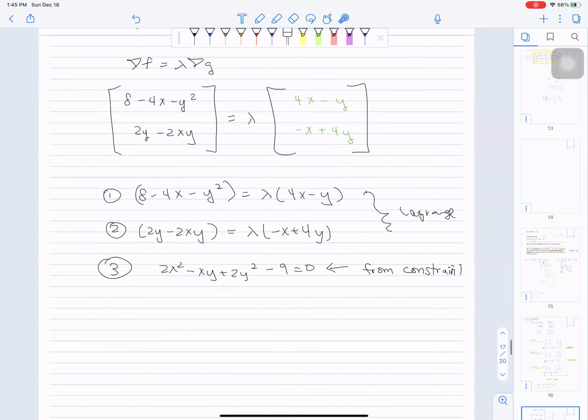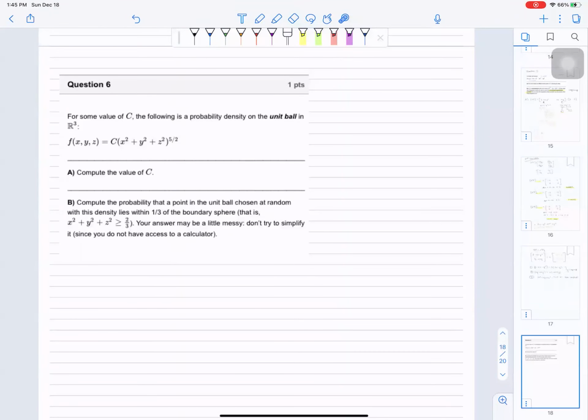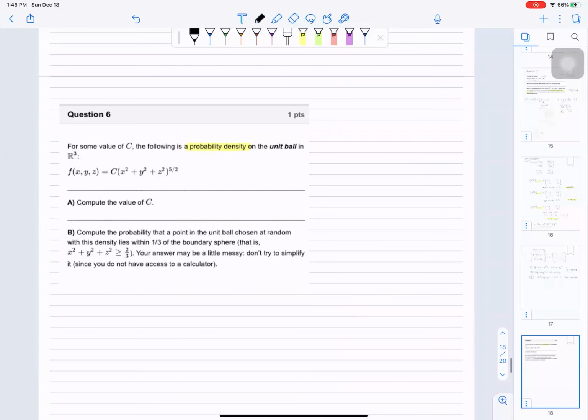Okay. All right, question 6. For some value of C, the following is a probability density on the unit ball. Compute the value of C. Whenever you see probability density, think: what does it mean? What's our maximum probability? It's always 100%, or 1. The idea with a probability density function, PDF, is that the integral of the density should always give you 1.